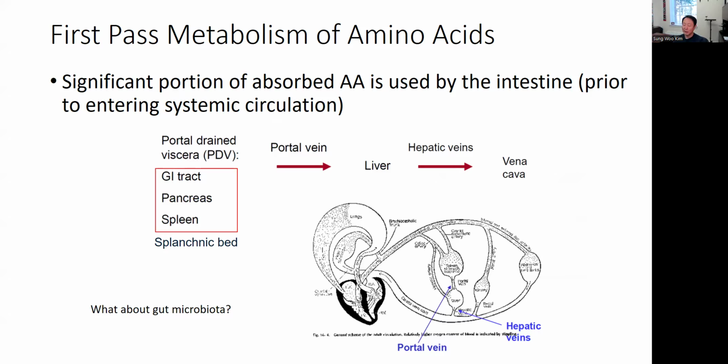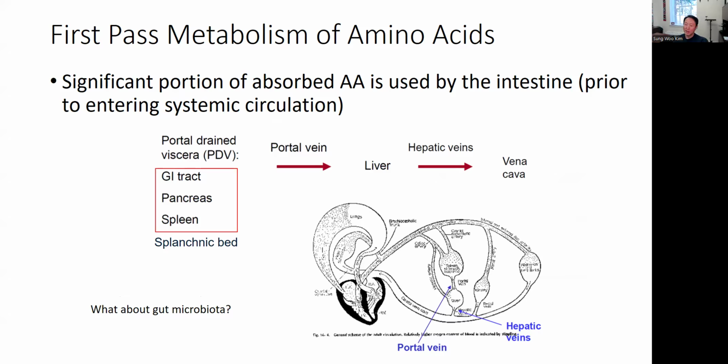But there are very dedicated research teams in the US and in other countries contributing very important research data to us. Okay? So we know, even though these values need to be updated and always validated, that we have information about first pass metabolism of amino acids. But here I put one question: what about gut microbiota? This is another important challenge we have.